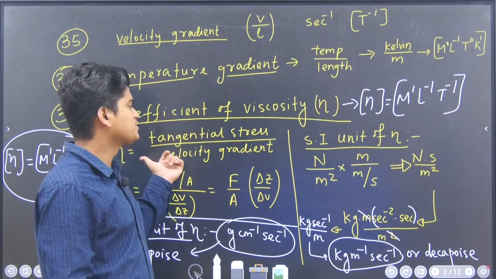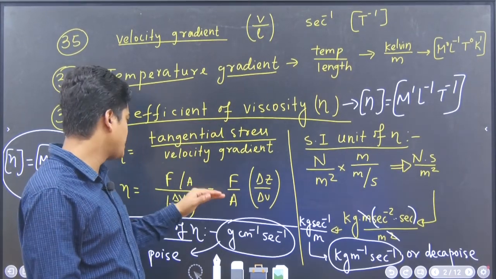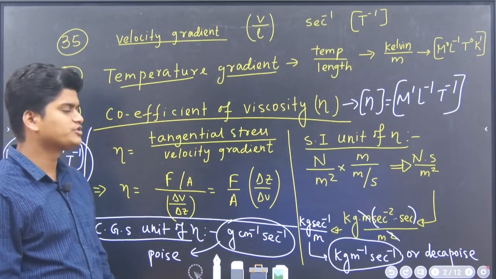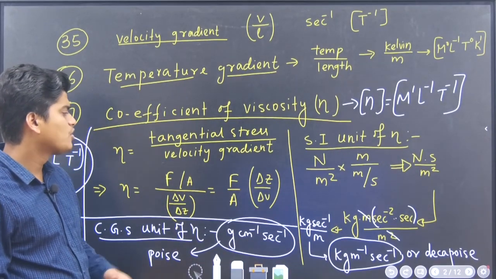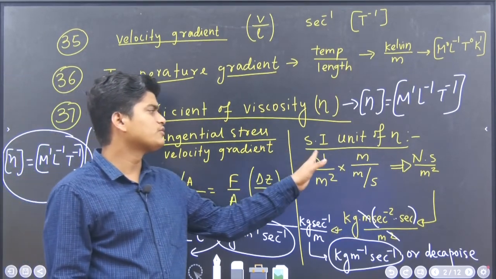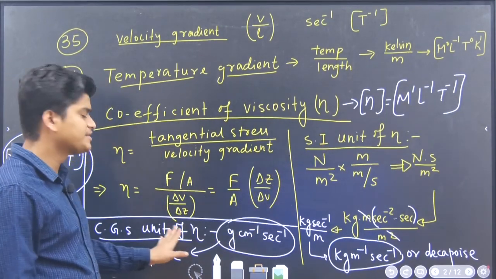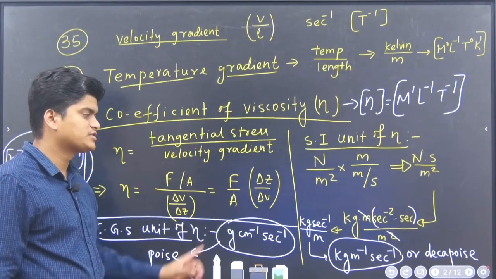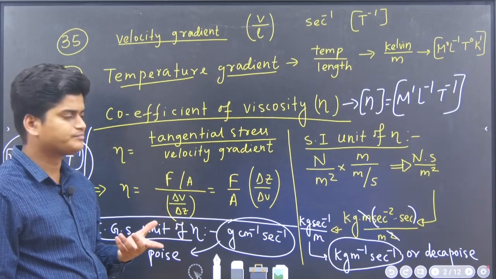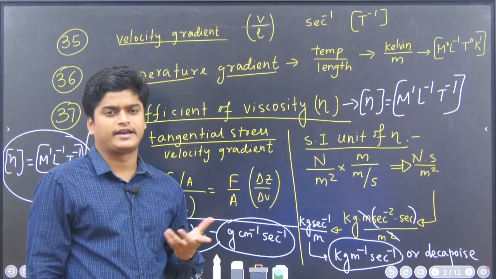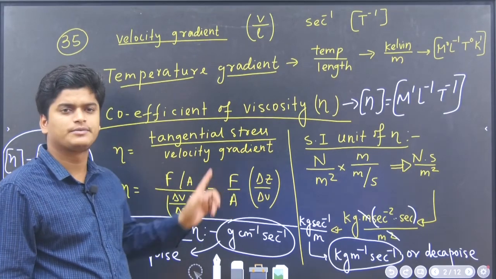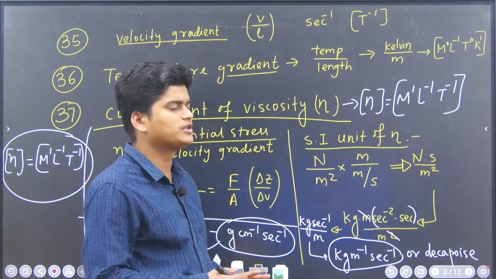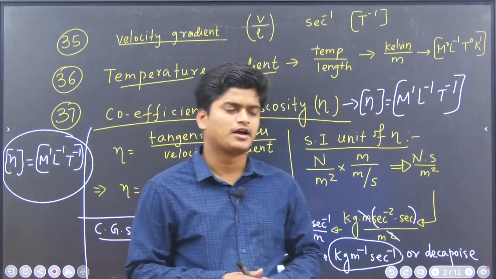Otherwise you can remember that the coefficient of viscosity is nothing but tangential stress by velocity gradient. So you can calculate and get the dimension also. And about this decapoise and poise, remember sometimes a question comes: what is the value of the SI unit of eta divided by the CGS unit of eta? The SI unit of eta is basically decapoise, and here it is poise. So decapoise by poise will come only 10, because decapoise is 10 poise divided by poise. So remember this type of thing. Otherwise how to convert this you can understand in the further lectures.